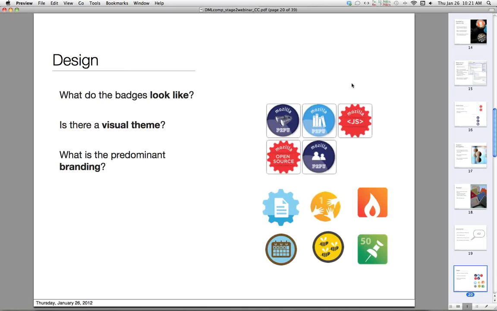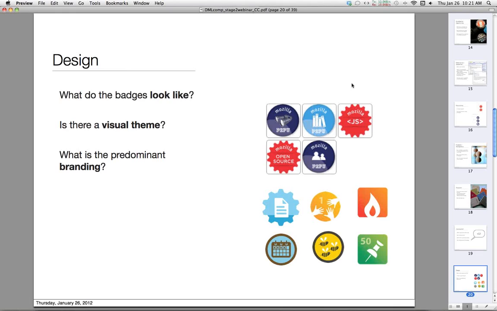And most importantly, not perhaps most importantly, but certainly very important, is the design of the badges. So what do the badges look like? I kind of defaulted to most importantly because it's extremely important that your badge be visually appealing, because that will be the first thing that people will see and will have the first response to.